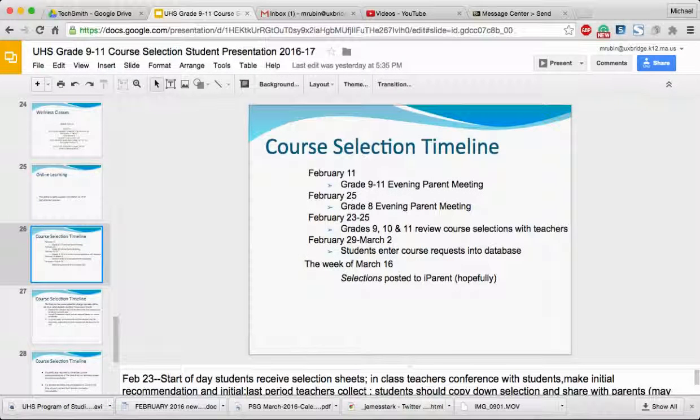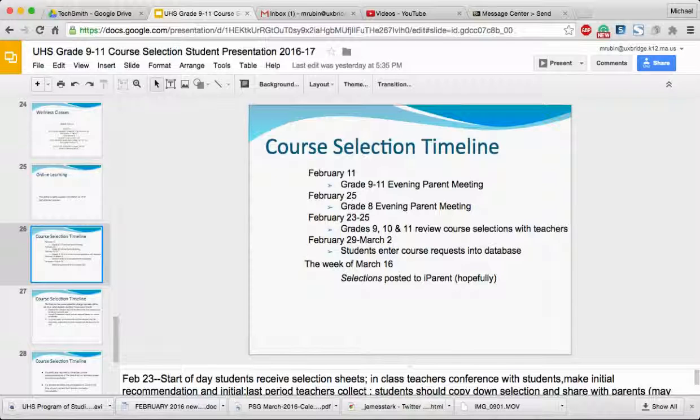So in terms of the timeline, we met with grade 9 through 11 parents on the 11th, and we will meet with grade 8 parents the week after vacation. When we return from vacation, we will distribute course selection sheets to students with the expectation that they will speak with teachers about their course recommendations, and parents can see those sheets, which will be brought home by students every day, to have a look at what teachers are recommending.